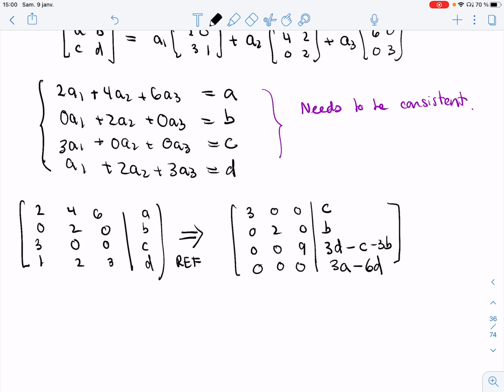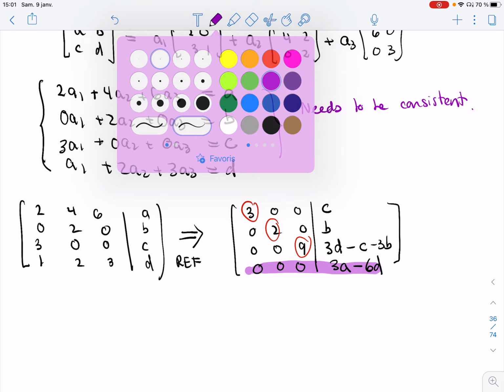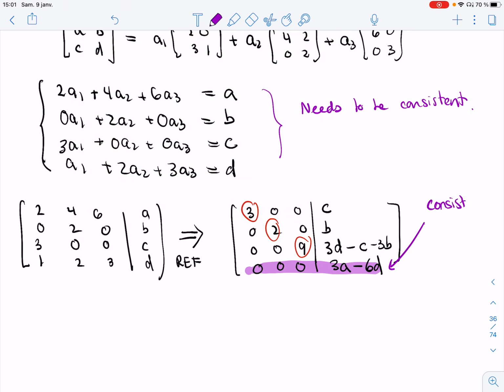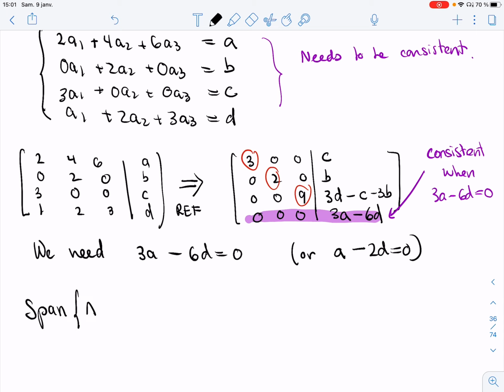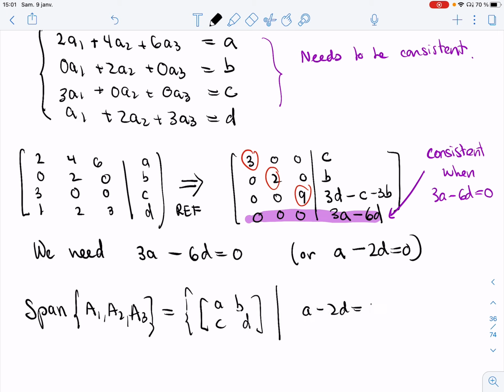All right, so I need this to be consistent. The only issue is with the bottom row because I do have my 3 leading entries, and so we need that final constant to be 0. And so we need 3A minus 6D to be 0. Or you could simplify, divide by 3, and get that A minus 2D equals 0. And so if I have to write the span of A1, A2, A3, I could express it as the set of matrices A, B, C, D so that A minus 2D is 0.